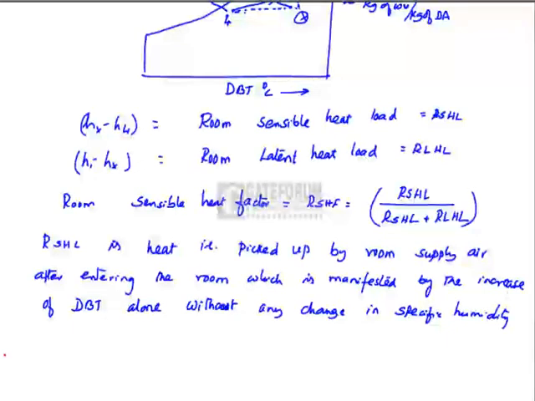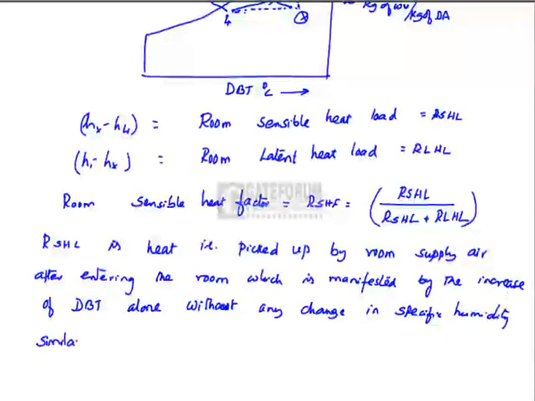So in the room sensible heat, the heat that has been taken by the room supply air because of the temperature difference between the room occupants, the things present in the room, and the room supply air. Because of delta T, if any heat is picked up by the room supply air, it is called room sensible heat load, manifested by the increase of dry bulb temperature alone. If 4 to x is a horizontal line, no change of specific humidity is observed.